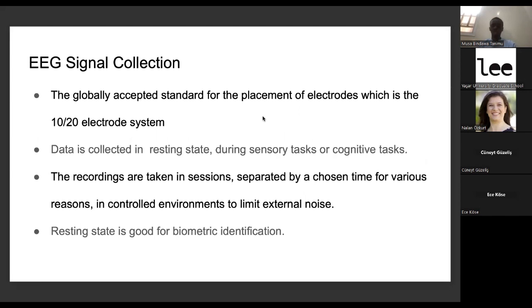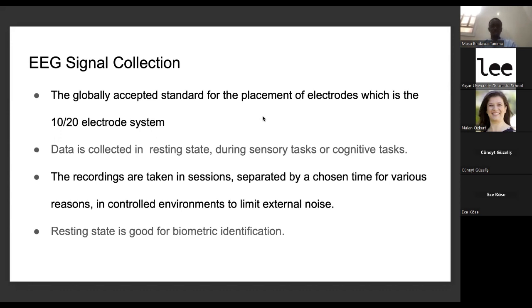The 10-20 system is the system whereby 10 to 20% of the front to back or left to right part of the scalp, the electrodes are generated with that gap, the 10 to 20 gap accordingly. Data can be collected when an individual is resting or doing sensory tasks or cognitive tasks. The recordings can be taken in sessions separated by a chosen time for various reasons in controlled environments to limit external noise.